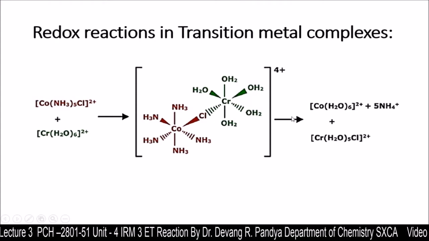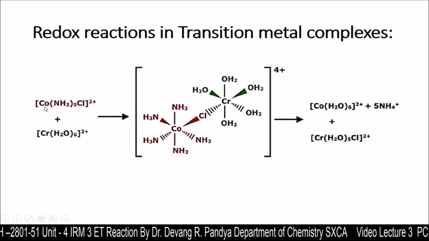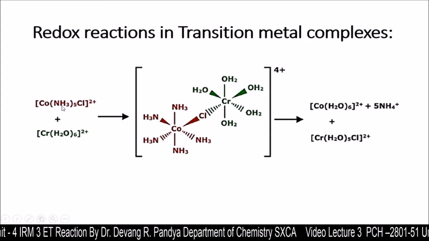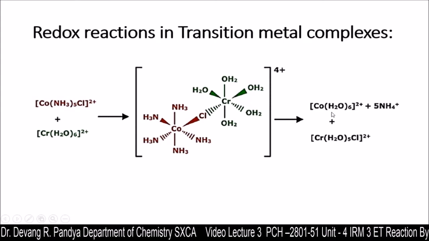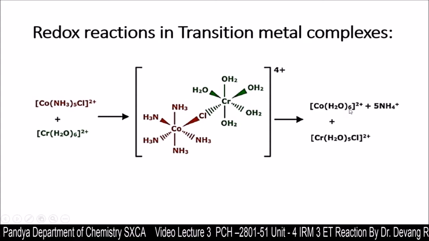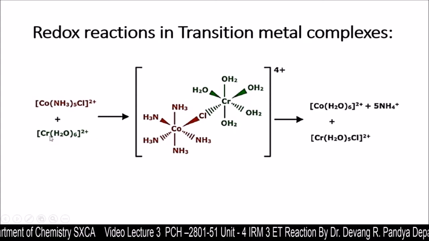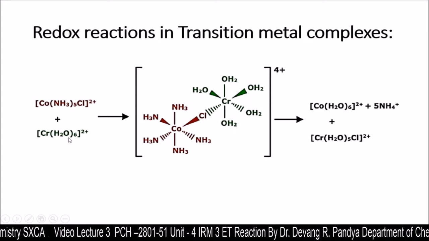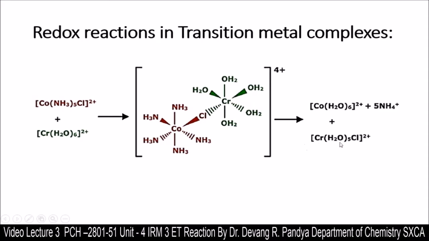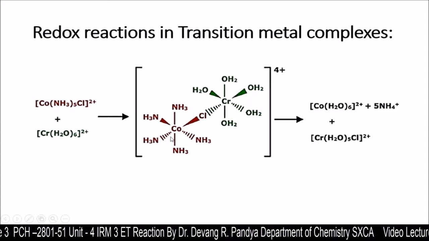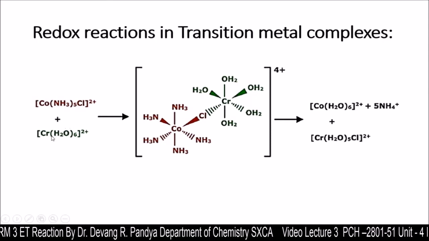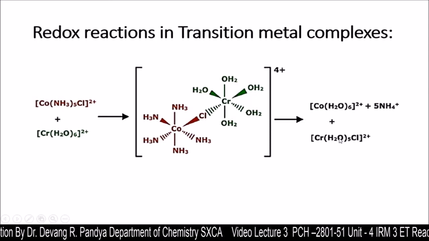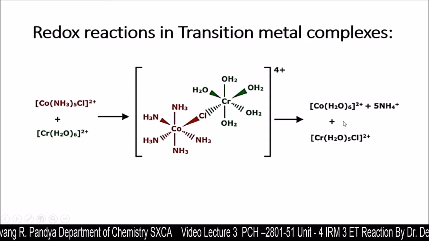Now after the reaction, you can see cobalt, which was carrying the pentaammine chloride coordinating sphere, is converted to a hexaaqua coordinating sphere, and chromium, which had a hexaaqua coordinating sphere, changed to pentaaqua with 1 chloro. That means the chlorine, which was there as a bridging ligand with cobalt, has now changed to chromium, and we get this noticeable change in the coordinating sphere.